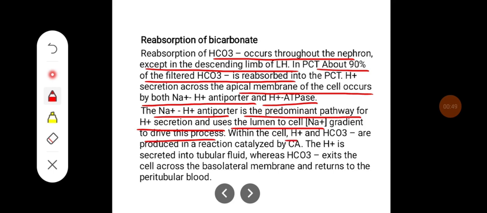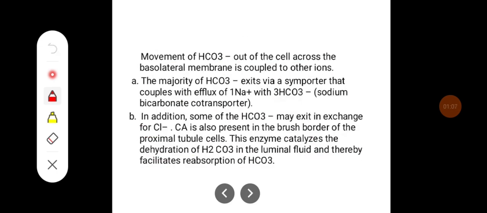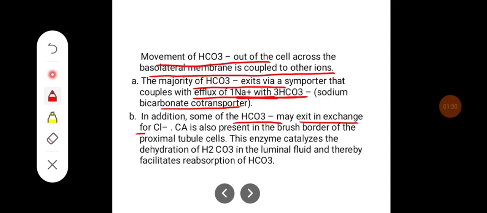Within the cell, hydrogen and bicarbonate are produced in a reaction catalyzed by carbonic anhydrase. The hydrogen is secreted into the tubular fluid, whereas bicarbonate exits the cell across the basolateral membrane and returns to the peritubular blood. The movement of bicarbonate out of the cell across the basolateral membrane is coupled to other ions. The majority of the bicarbonate exits via a symporter that couples the efflux of one sodium with one bicarbonate, that is, the sodium bicarbonate cotransporter. In addition, some bicarbonate may exit in exchange for chloride.